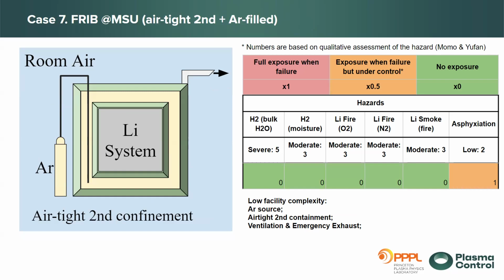Where you use very limited, you have this secondary confinement and then make sure it's airtight, and you fill the air with argon, which means there will be a small quantity of moisture and oxygen, but nothing dangerous that lithium can react with. So you get rid of all this hazard with hydrogen, fires, smoke. However, because it's not room air, you do face a very low hazard of asphyxiation, which means depletion of oxygen.